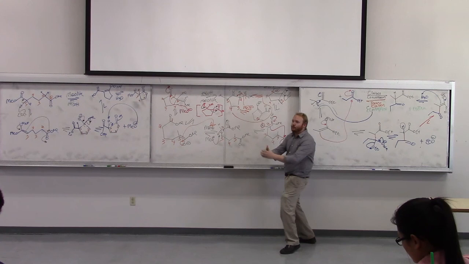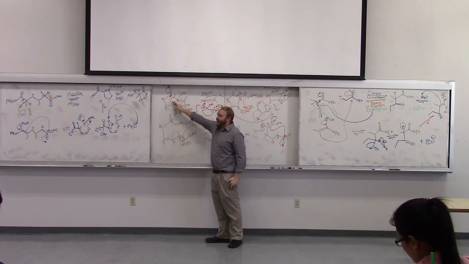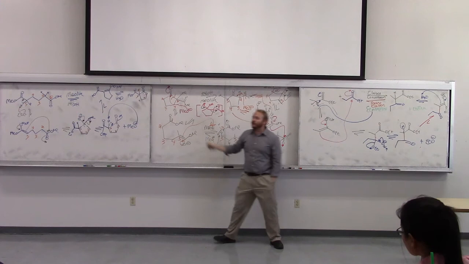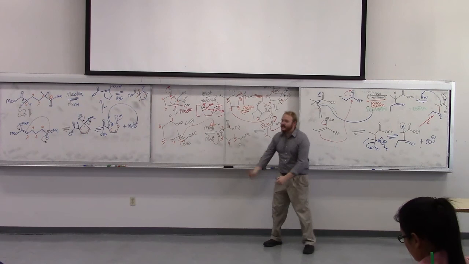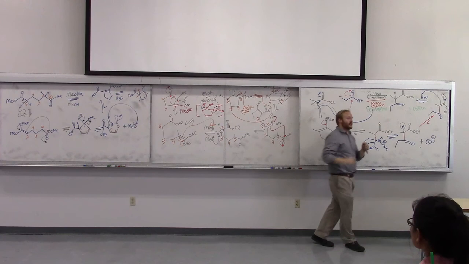And so in other words, if you start off with something like this, and you throw in some base and acid, it can open up and it will give you a more thermodynamically stable product. The reason it's more thermodynamically stable is because it has an acidic hydrogen. That's the idea of the Claisen. You need an acidic hydrogen. Yes?